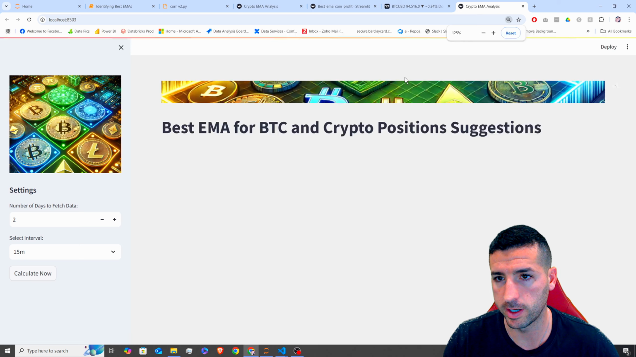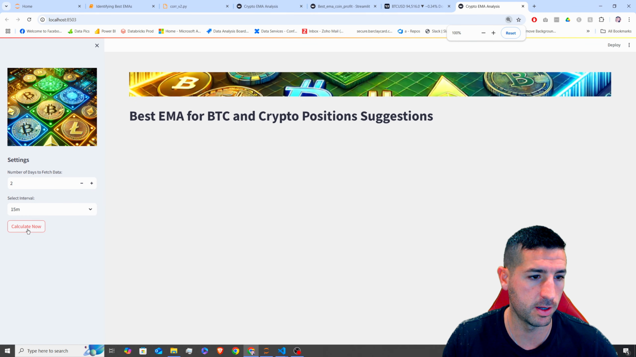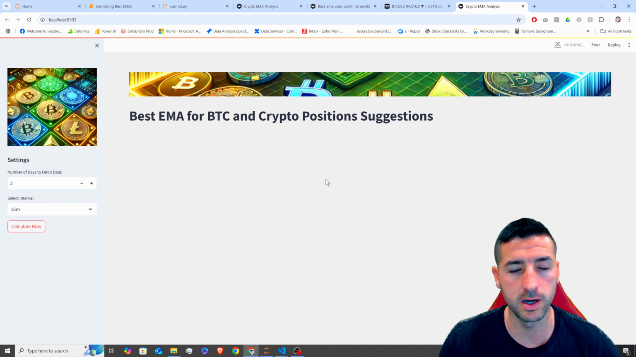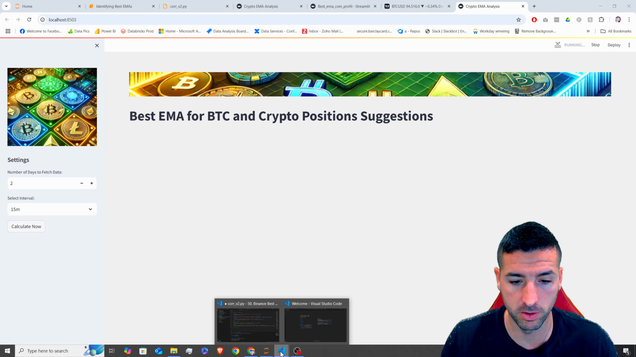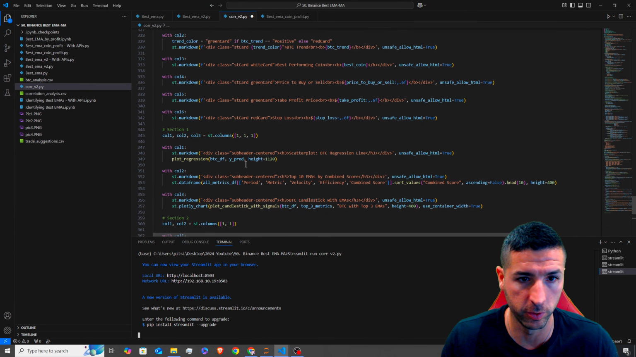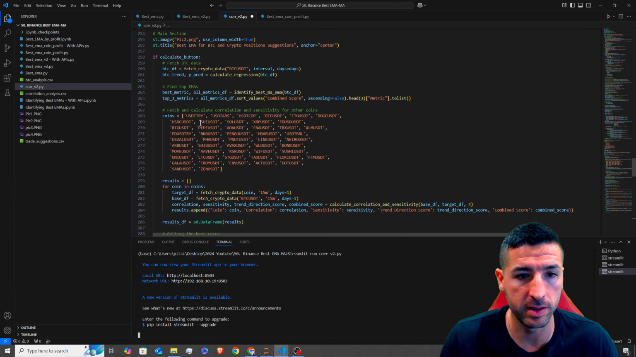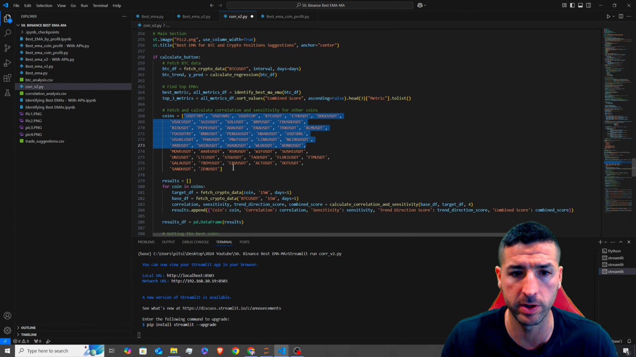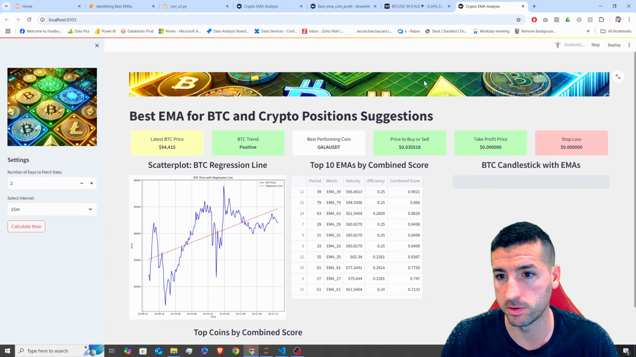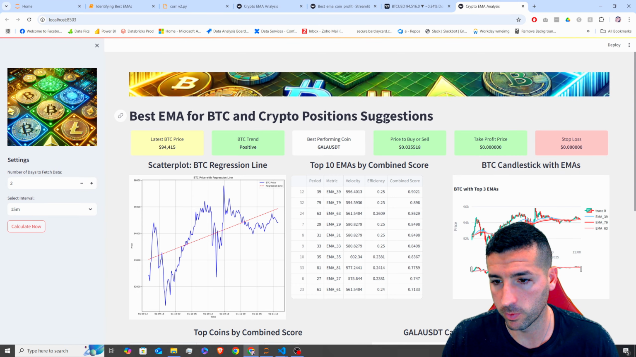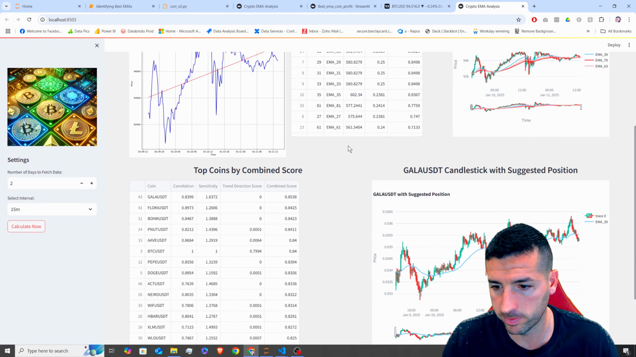I'm going to zoom out now, so make it 100, and then I'm going to select 2 days and then 15 minutes, click run, and let's see if this works. The reason it's taking time, by the way, is because we have a lot of cryptos to loop through. So if you want to make this faster, you can actually adjust this list and reduce the number of crypto pairs we have over here. There we go, it worked, so we can see best performing.